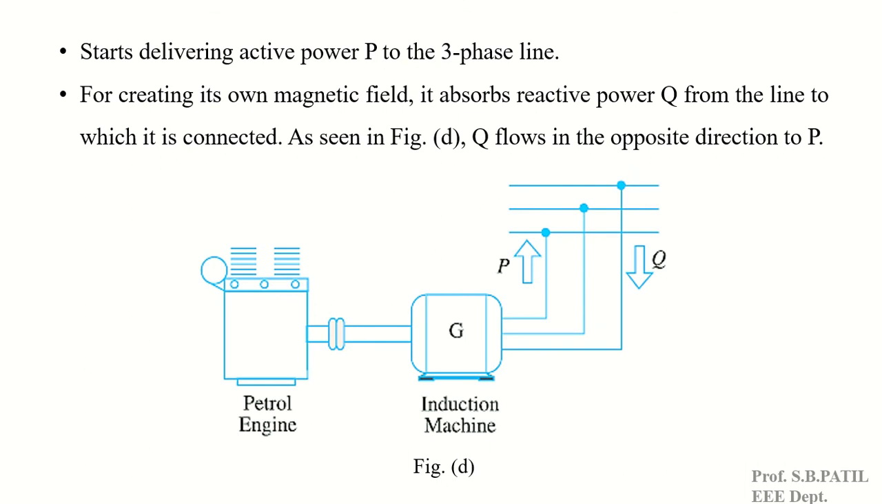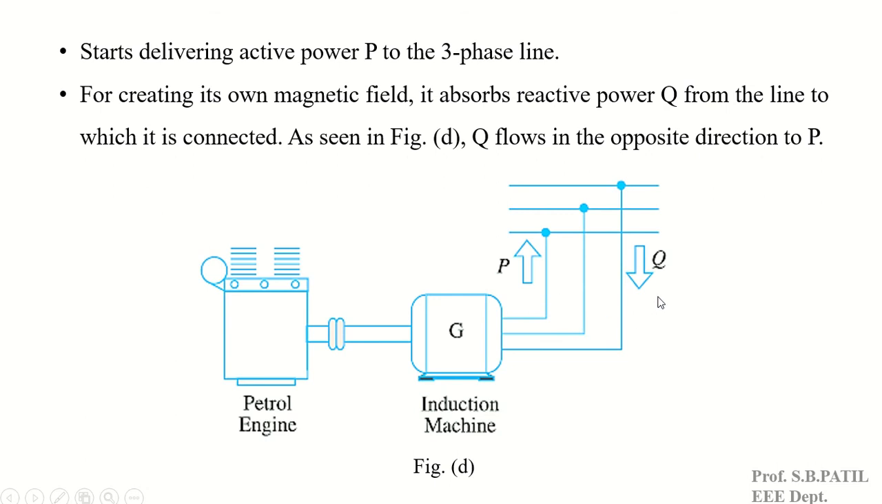This figure shows an ordinary squirrel cage induction motor, which is driven by a petrol engine and is connected to a 3-phase line. As soon as the motor speed exceeds its synchronous speed, it starts delivering active power P to the 3-phase line, that is, to the grid. However, for creating its own magnetic field, it absorbs reactive power Q from the line to which it is connected. As seen in the figure, Q flows in the opposite direction to P. The active power is directly proportional to the slip above the synchronous speed.